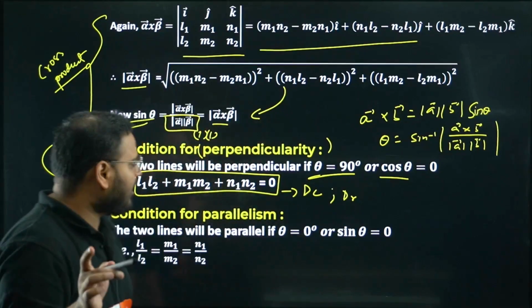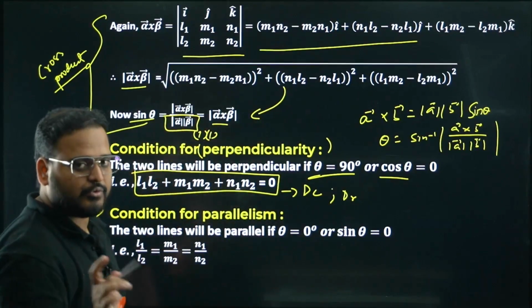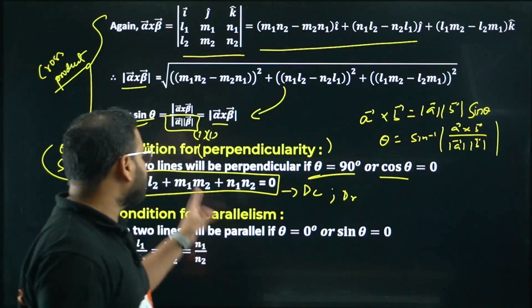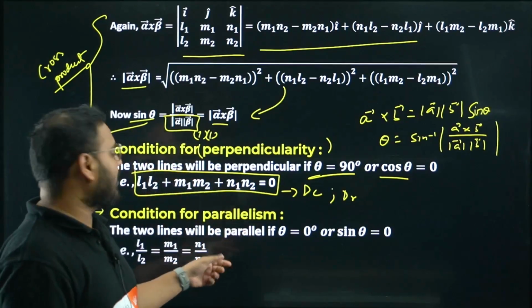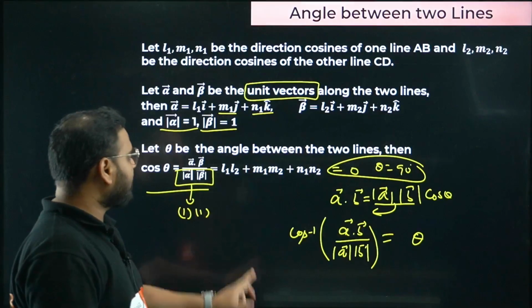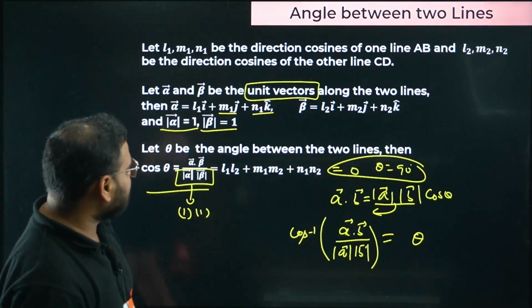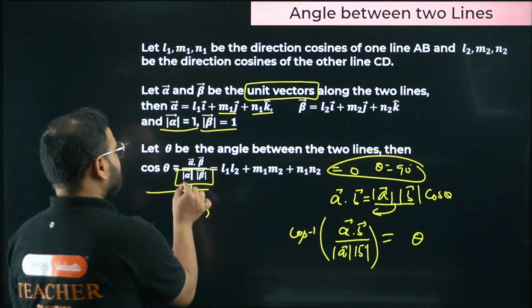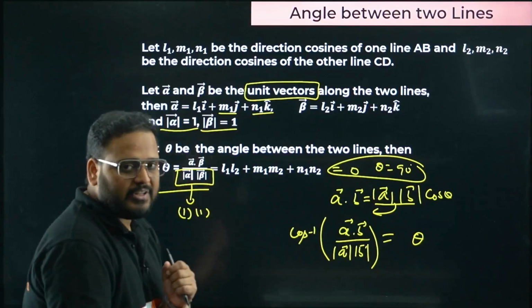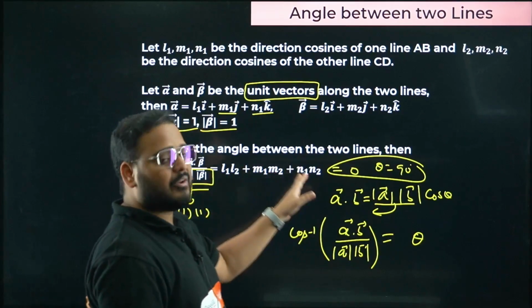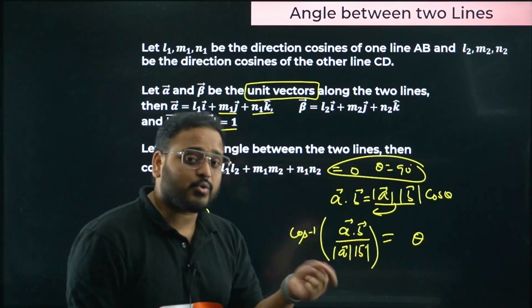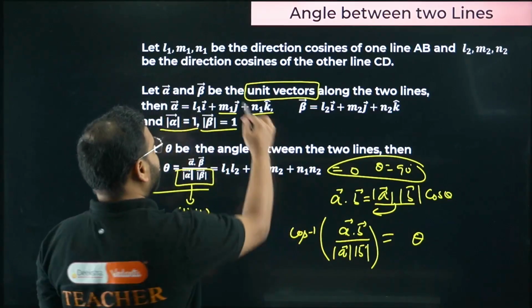A student can ask me a question, thinking: sir, this relation came when you took DC, no? Because in the case of DR, you'll have a denominator. Let's go back. In the case of DR, it will not be L1 M1 N1, because L1 M1 N1 is used only when you're talking about the unit vector.